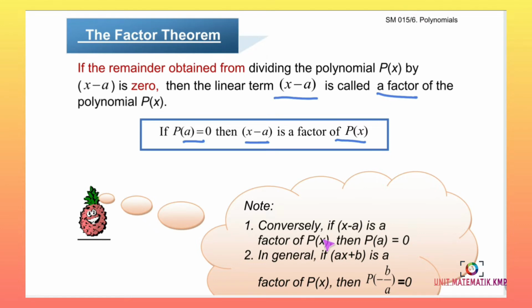Conversely, if x minus a is a factor of P(x), then P(a) should equal 0. In general, if ax plus b is a factor of P(x), then P(negative b over a) is equal to 0.